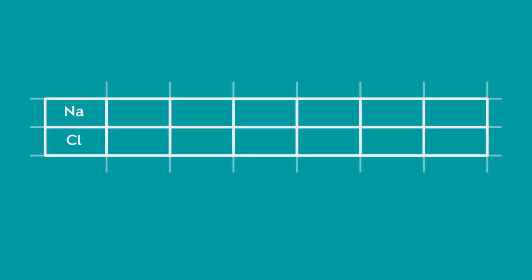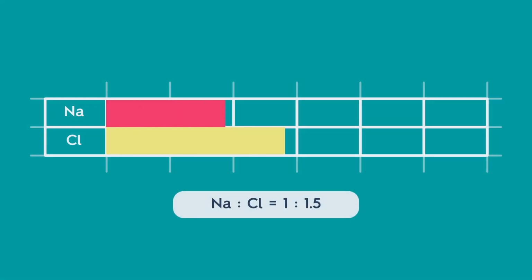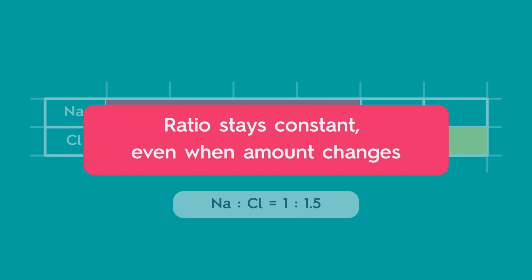Now let's deepen the idea. The key is that the ratio stays constant even when the total mass changes. Scaling up only multiplies both parts of the ratio together.